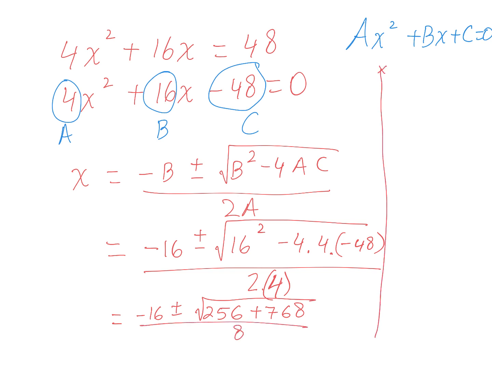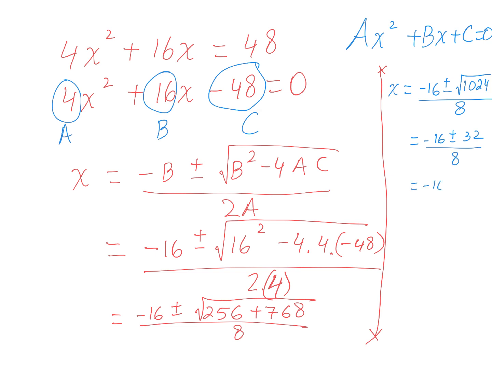I'll continue my working on this side. I'll use a blue pen just because. Negative 16 plus or minus the square root of 768 plus 256. That's 1024, and we can take the square root of this. The square root of 1024 is 32. So now you get negative 16 plus 32 and minus 32, divided by 8.